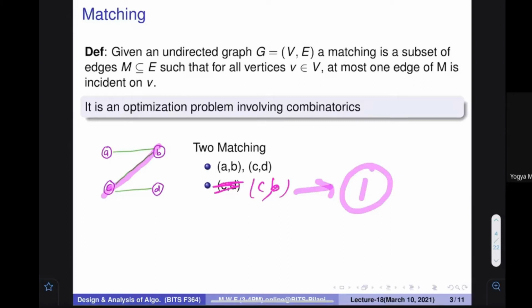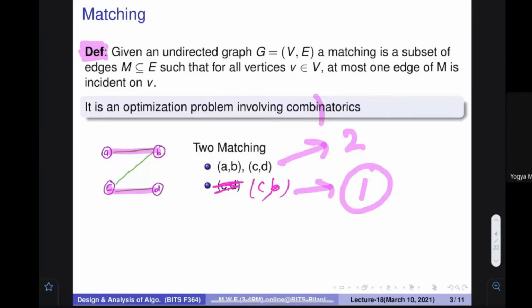But if you don't select it, then there is a possibility that you can select AB and CD. In that case, the matching would be of the size 2. So it is very important to see in what order we are actually going to consider the things. Make sense?